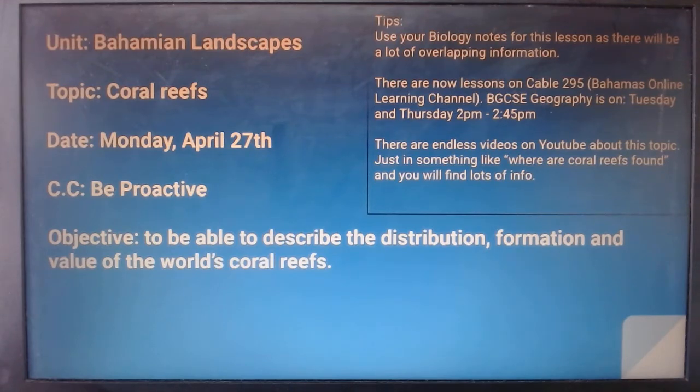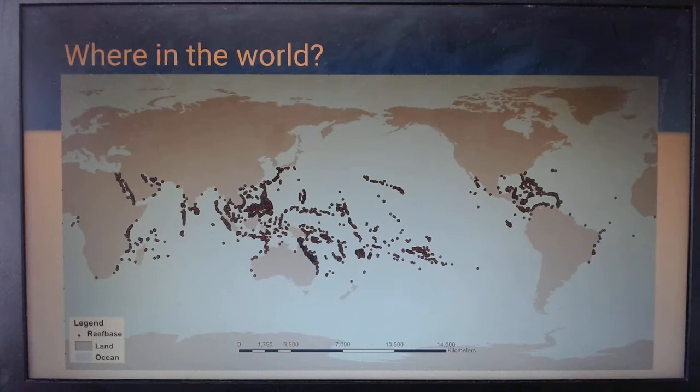Okay, so let's jump straight in. Where in the world will we find these? Now you're going to be making a lot of notes today, so please have your folder sheet ready. You can pause each slide as you go. Obviously the brown patches are continents, with the light blue being the oceans, and you can see the red dots showing a reef base. What you will notice first of all, and I want you to write this down, is they're mainly between the tropics, Tropic of Capricorn and Tropic of Cancer. All reefs pretty much thrive between those areas. We'll see why in a little bit.